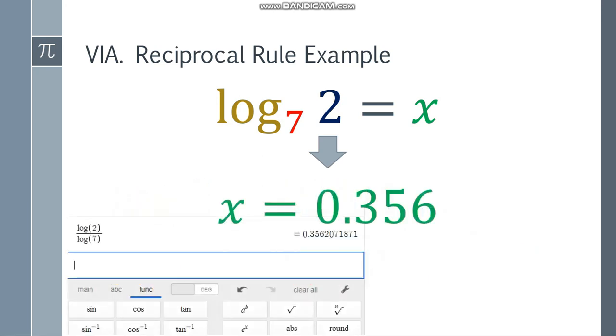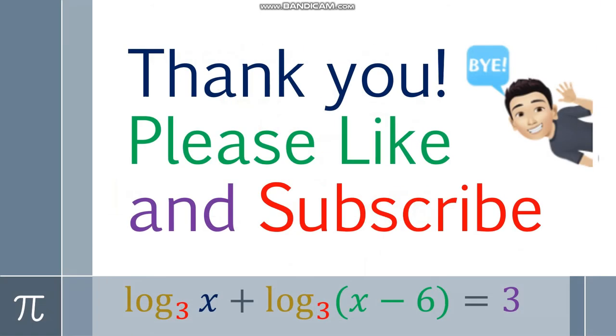Now to find the value of this, just input it in the calculator. Log 2 over log 7 is equal to 0.3562071871, or 0.356. Let me reiterate, the rounding of numbers depends on your teacher or professor, on the number of significant figures, depending on the word problem. Let's move on. Okay, so that's already the last one.